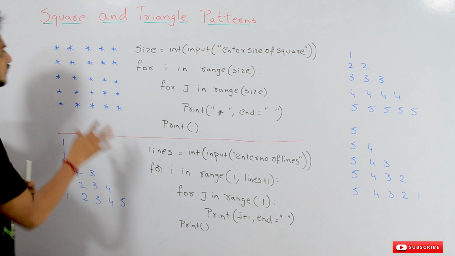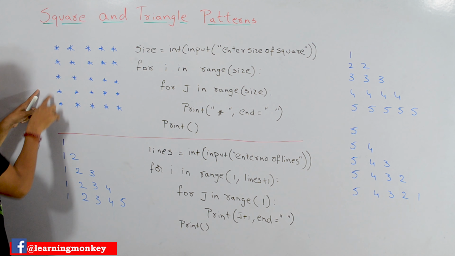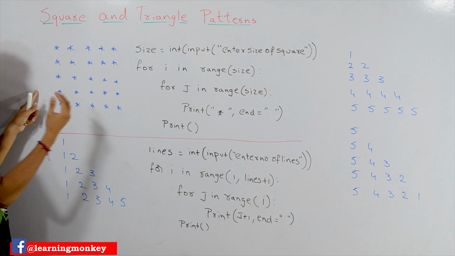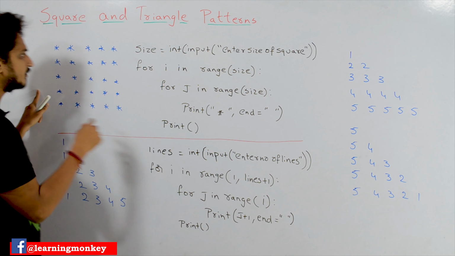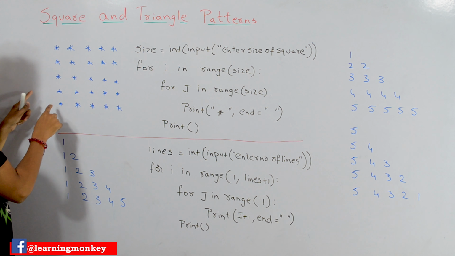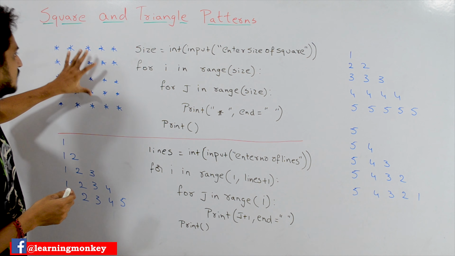If the user has given the side of the square as 5, we have to display a 5 by 5 square like this. If the input is given as 6, we have to display a 6 by 6 square. If the input is 7, we have to display a 7 by 7 square. That is what we have to do in this example.